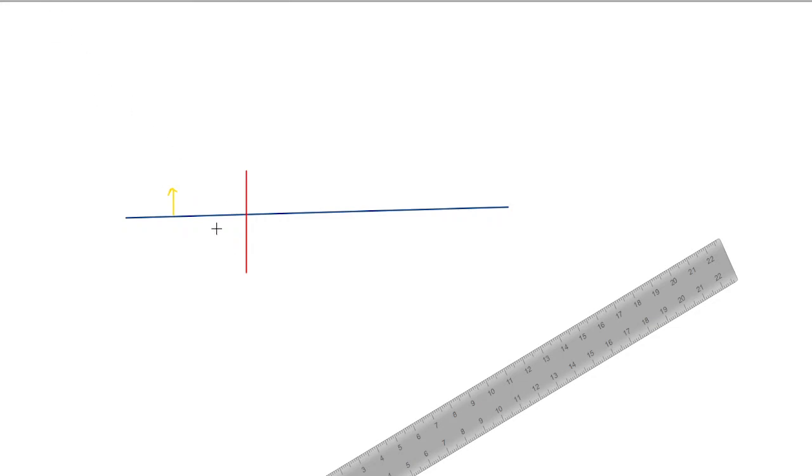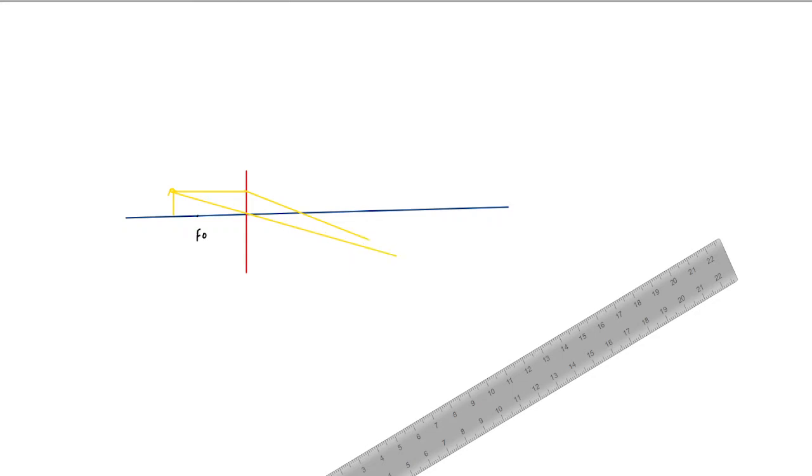If the object is beyond the focus, then we get an inverted image which is real. To get the image, we'll draw a few light rays. So one light ray which falls like this would deviate and pass through the focus. One more light ray which passes through the optic center moves undeviated.